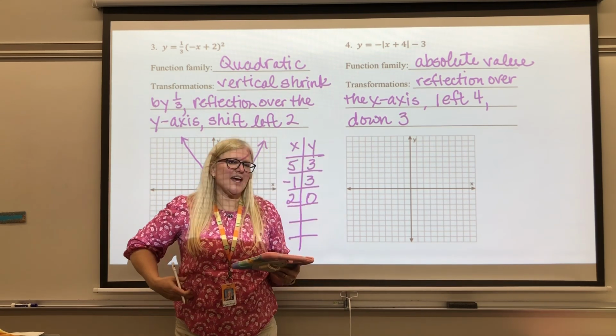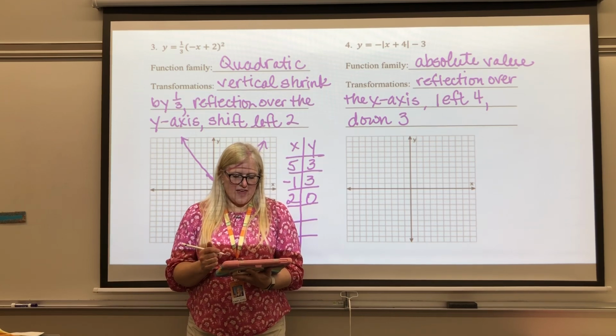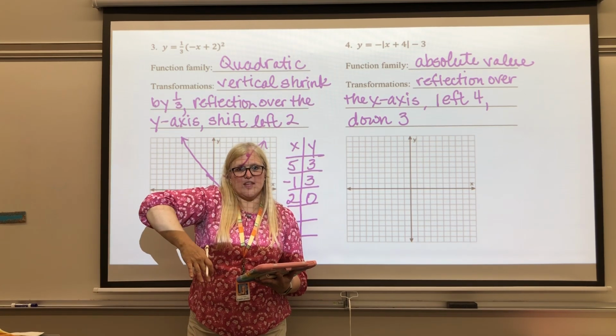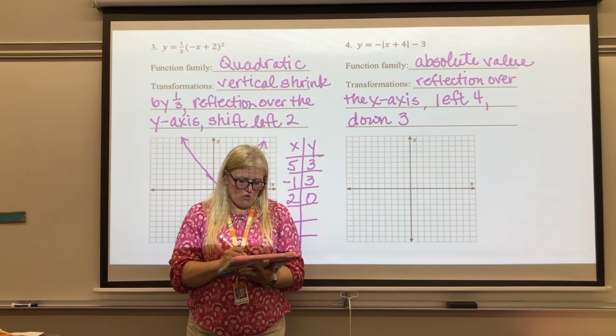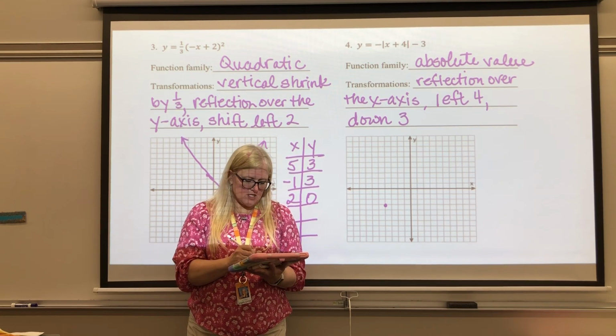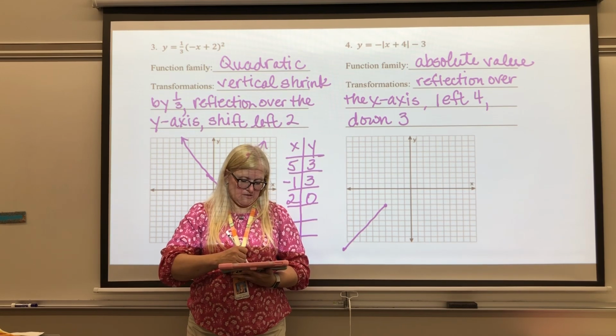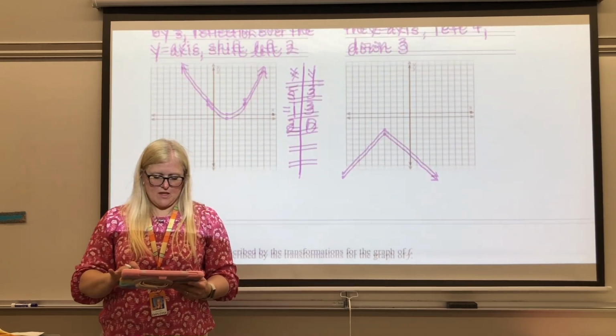And so for this one, I don't really need to make a table because I know that it is going to be reflected over the x-axis, so the pointy part's going to be up, and it's left 4 and down 3. And there's no stretch or shrink, so it's just going to be that 45-degree kind of angle. Okay. All right.